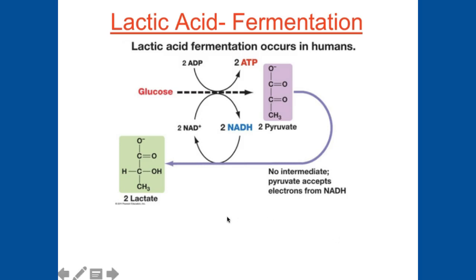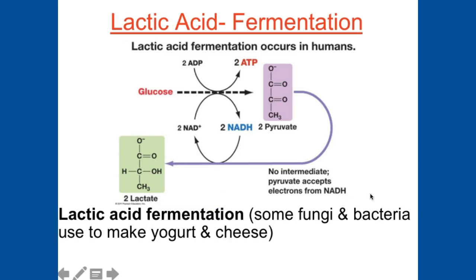So what happens here is, once again, glycolysis is the same as in the other 2. Glucose gets broken down. We have a release of 2 net ATP as well as 2 electron carriers, NADH, and the 2 three-carbon molecules known as pyruvate. There is no intermediate here. Pyruvate accepts the electrons from the NADH, which gets oxidized, and that results in 2 lactate molecules, or lactic acid fermentation. This also occurs with some fungi and bacteria, and we use it to make yogurt and cheese. So pyruvate is reduced, and that forms the lactic acid as a waste.